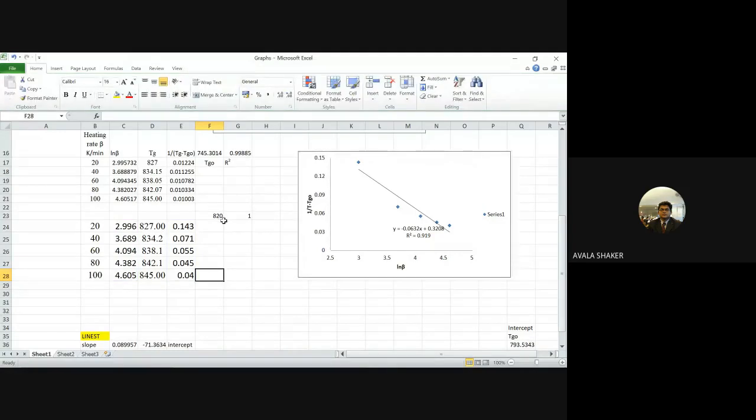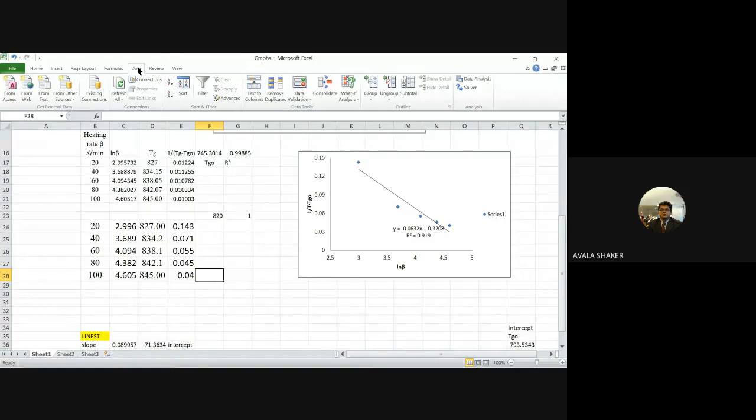we'll go to Data. In Data, you will have Get External Data, Connections, Sort, Filter, Data Tools. In Data Tools, there is What-If Analysis. There are different things here. I will use Goal Seek. What is my goal? My goal is to make this value 1.